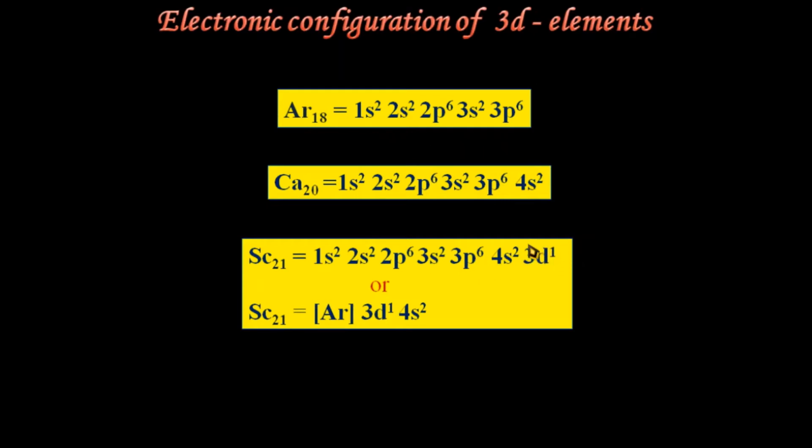Here the 21st electron is entered into the third shell, that is the penultimate shell, and of which the d orbital or the d subshell. This electronic configuration of scandium is also represented as argon core 3d1 4s2.